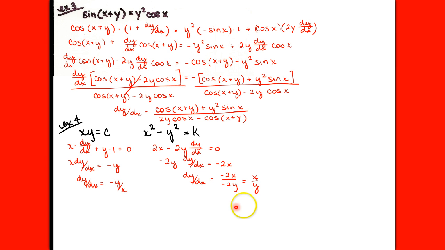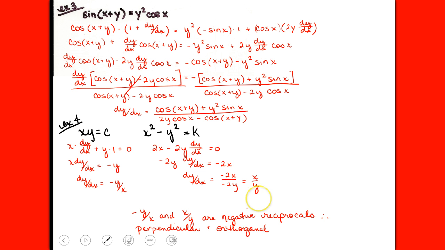This derivative, negative y over x, is the negative reciprocal of this derivative, x over y. So since those two are negative reciprocals of each other, at any point of intersection the tangent lines would be perpendicular, meaning that I have orthogonal trajectories. Okay? All right, so just one more example to give us some extra practice on this idea of implicit differentiation. Our goal is really just to have a couple more of these problems to practice on to cement this concept down.